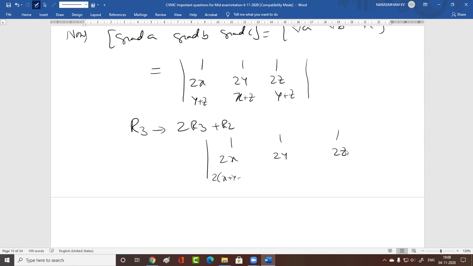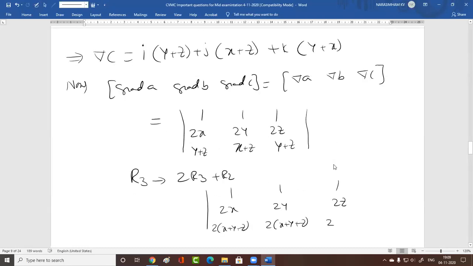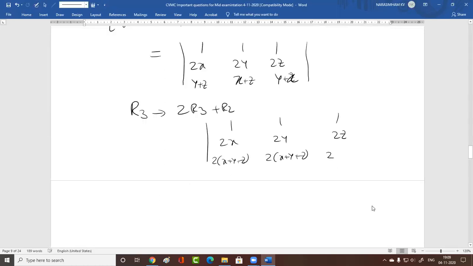Here also 2x plus 2z plus 2y, 2 times of x plus y plus z. Now here also 2 times. I will correct it, y plus x. Here also 2x plus 2y plus 2z.